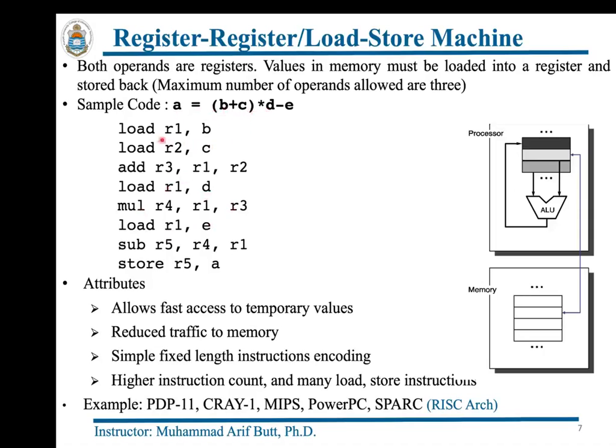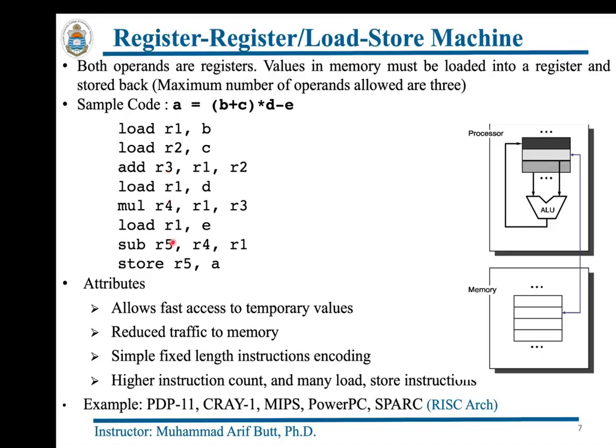For example, you can see that in the first instruction we have loaded an operand that is located inside the memory in register R1. We have loaded the second operand in register R2, and then we have used the add instruction which adds the contents of register R1 and R2 and places the result in the register R3, and so on.